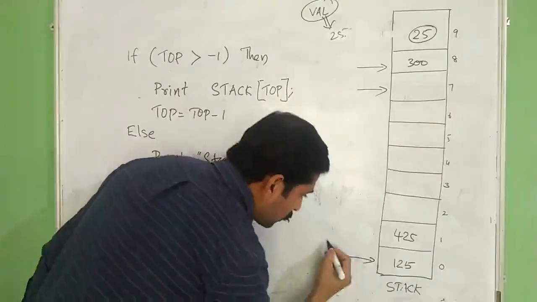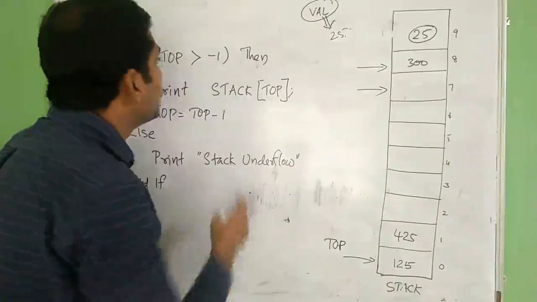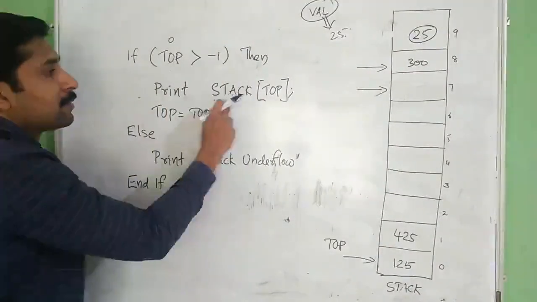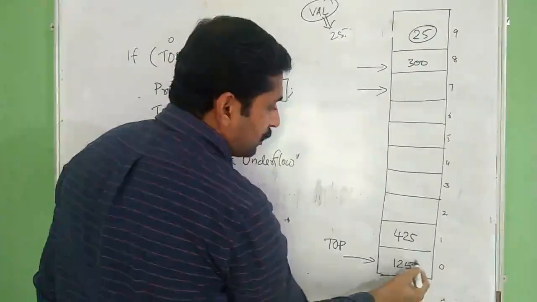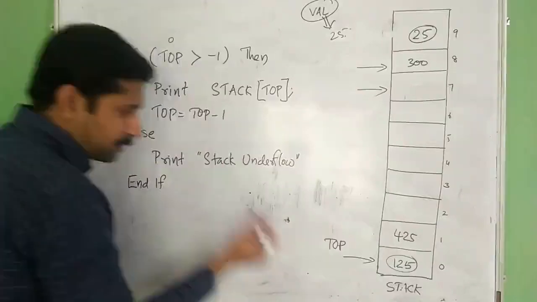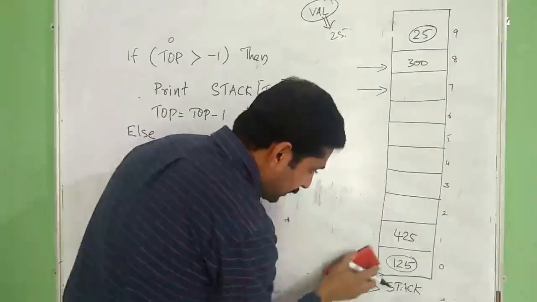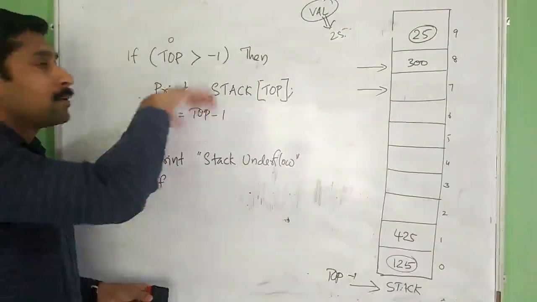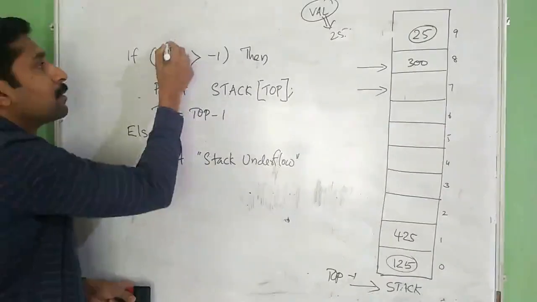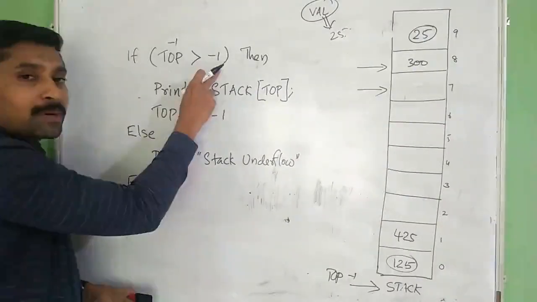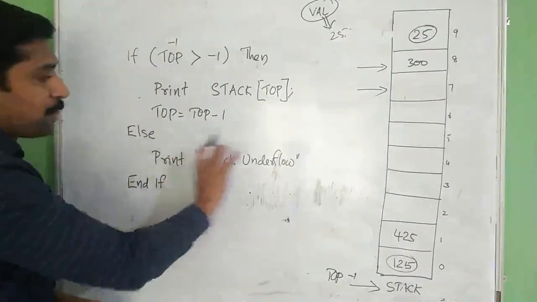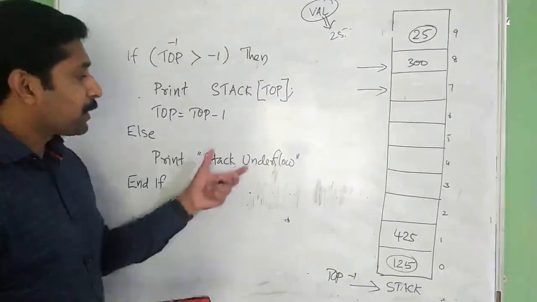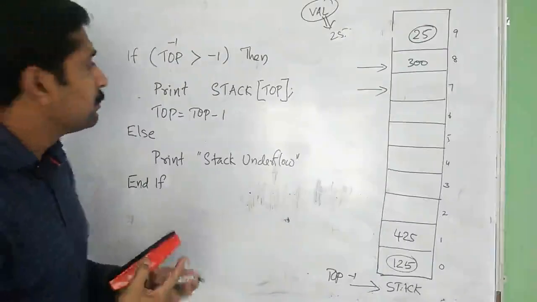And let now top equal to 0. Again, top greater than minus 1? Yes. Then that item is to be deleted. 125 will be deleted. Then top equal to top minus 1. Top becomes minus 1. Now again pop is called. Top is now minus 1. Top is greater than minus 1? Now that condition is false. So this part will be executed. Stack underflow.